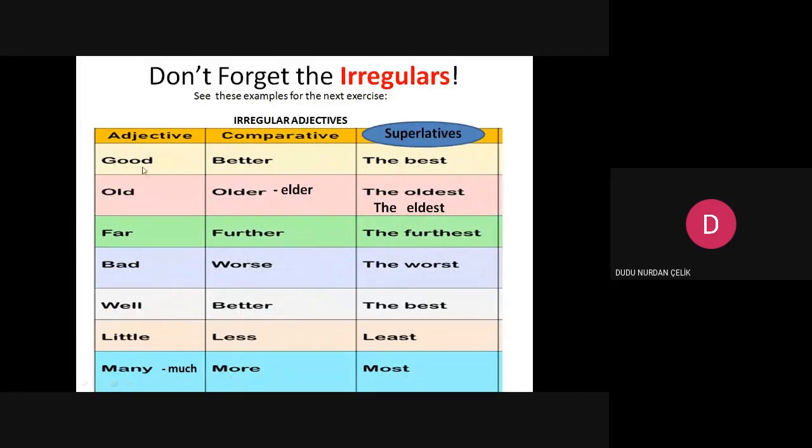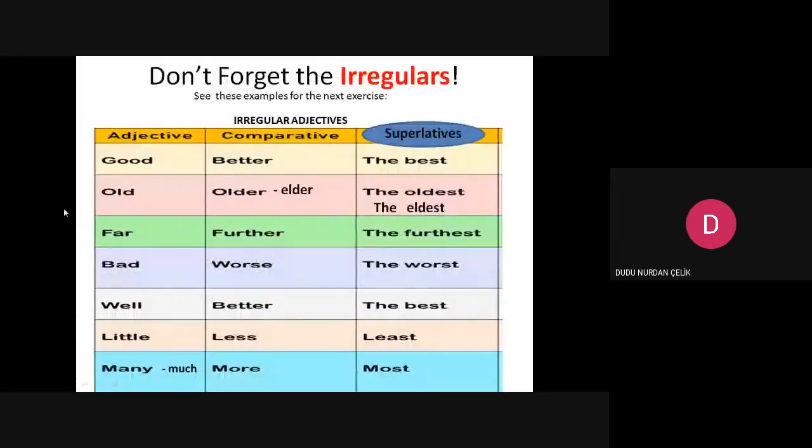And the same adjectives change like this in superlative forms. Good, the best. Old, the oldest, the eldest. Far, the furthest. Bad, the worst. Well, the best. Little, the least. Much and many, the most.